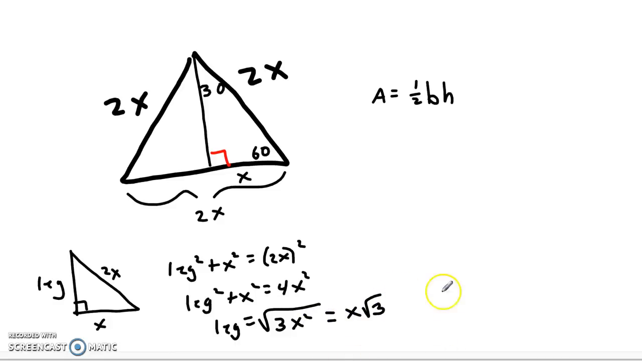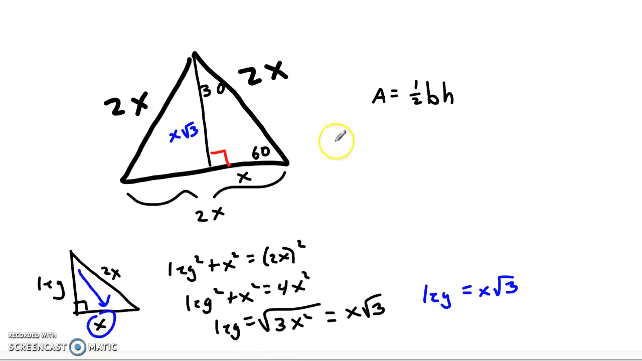Now that's a really important result. Look what we got there. The leg was simply x times the square root of 3. And notice what x is. x is the side across from the 30. It's that side that's 1/2 the base of the triangle. And that makes this side over here x rad 3.